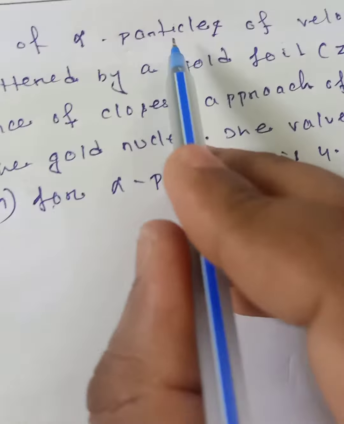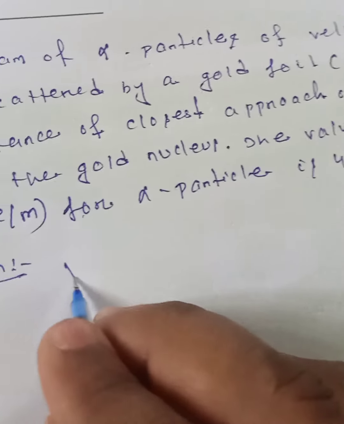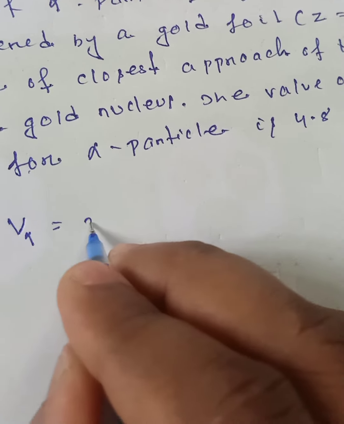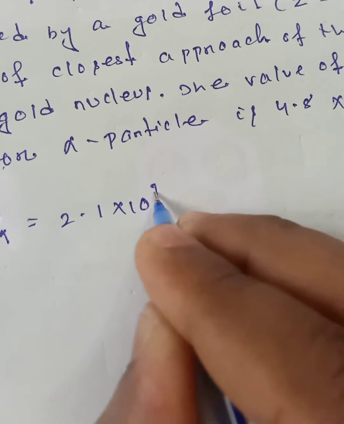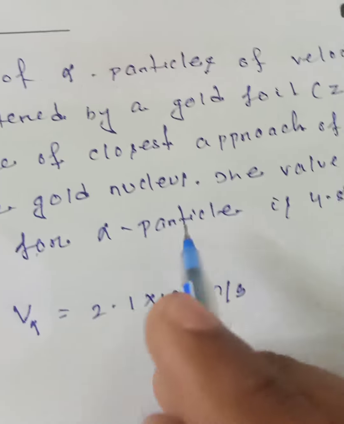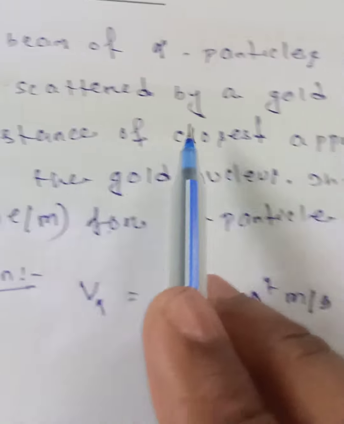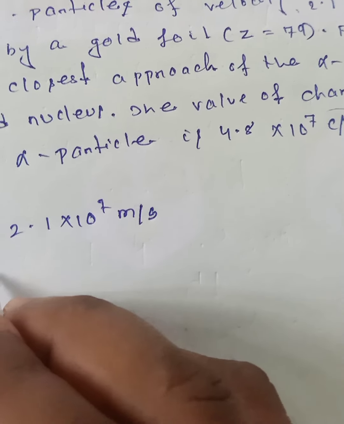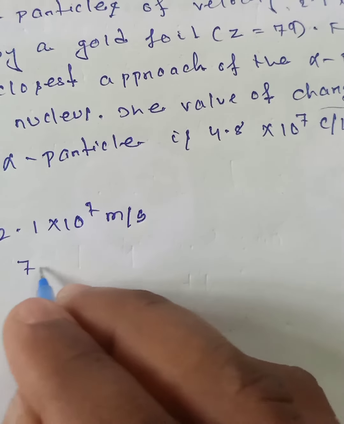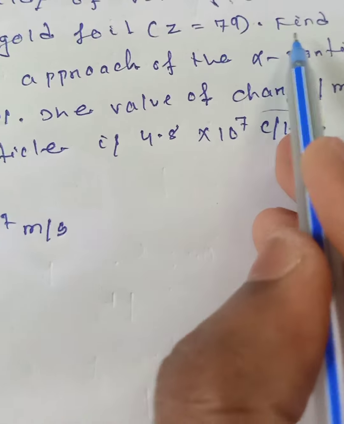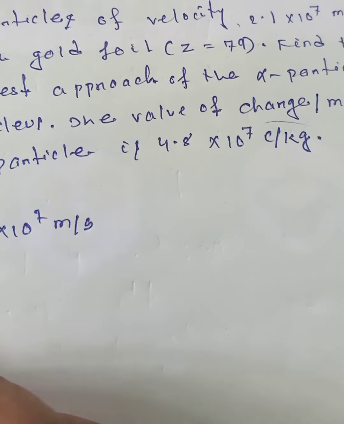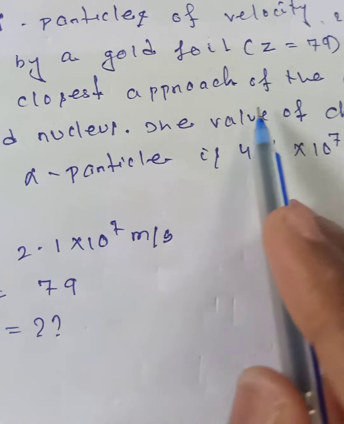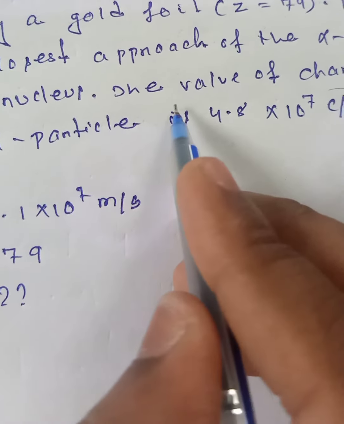So, solution. First, the velocity is given. Velocity of alpha particle equal to 2.1 × 10^7 meter per second. It is scattered by the gold foil, where Z equal to atomic number 79. We have to find the distance of the closest approach, R0, of the alpha particle to the gold nucleus.